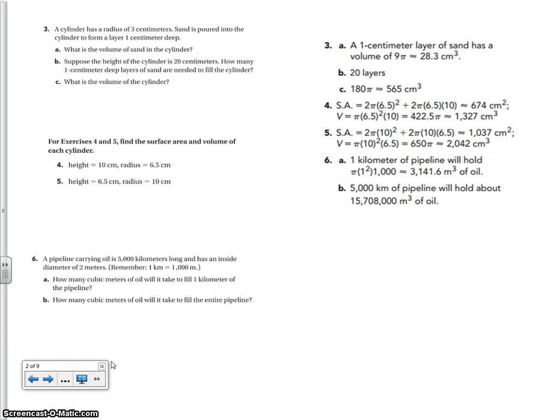Number 5, surface area 1,037 centimeters cubed, and volume 2,042 centimeters cubed. I think I said cubed twice. Surface area is squared. Number 6A, the pipeline, 1 kilometer of pipeline would hold about 3,141.6 meters cubed of oil. And a 5,000 kilometer pipeline would hold 15,708,000 meters cubed of oil. It's a lot of oil.